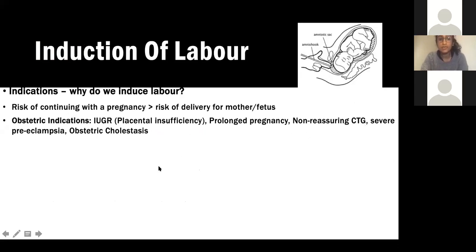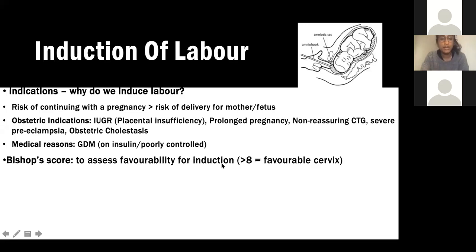severe preeclampsia. If you've got obstetric cholestasis as well, because of the risk of stillbirth with OC, you might decide to induce at an earlier date. And then medical reasons as well. So if they are GDM on insulin or they're poorly controlled, often these women might get induction of labor. And you basically use Bishop's score. That's something that's done to assess favorability, to basically decide how favorable the cervix is to have a greater success at induction, essentially.